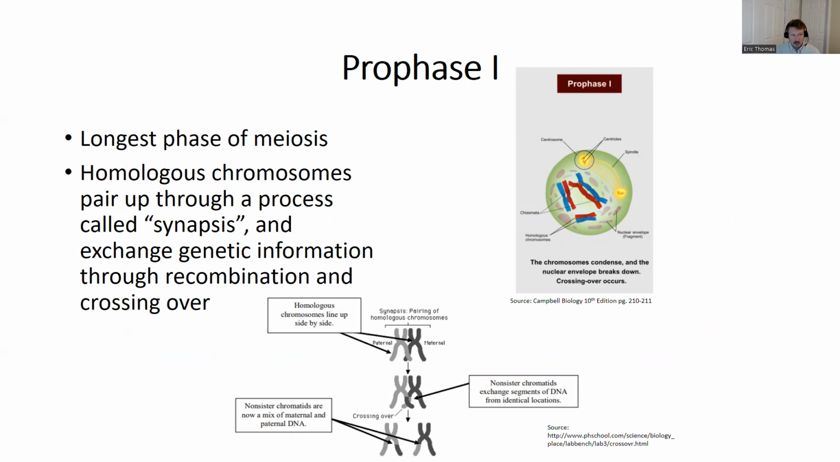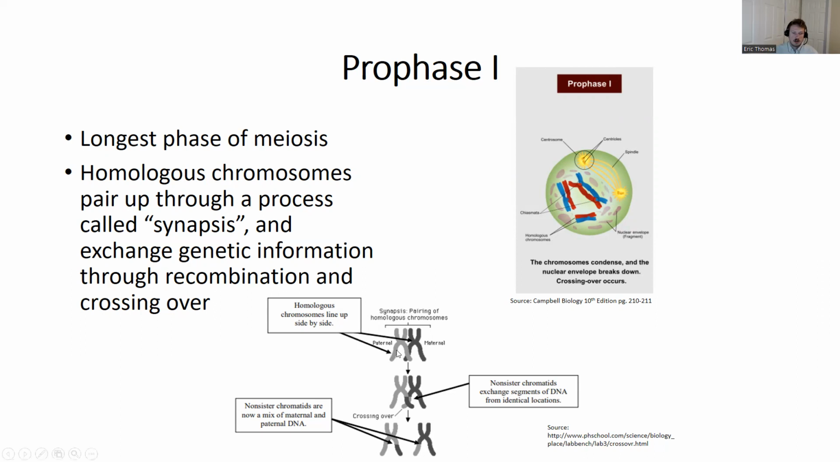It's the longest phase. And the homologous chromosomes, i.e. homologs, pair up through a process called synapsis and exchange genetic information through recombination and crossing over. And I've included these helpful little images that I think do a good job of showing what's happening in this phase, visually, at a physical level within the cell.